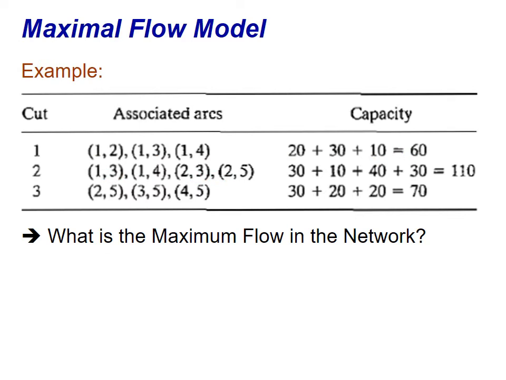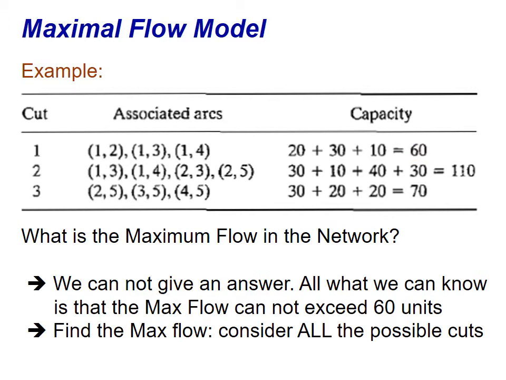Now, when we calculate these capacities of the cuts for this example, can we answer the question, what is the maximum flow in the network? We know that the maximum flow is equal to the minimum cut. And when you just look at these, the minimum cut is 60. So is the maximum flow equal to 60? Actually, no.